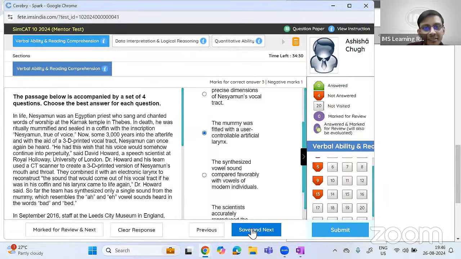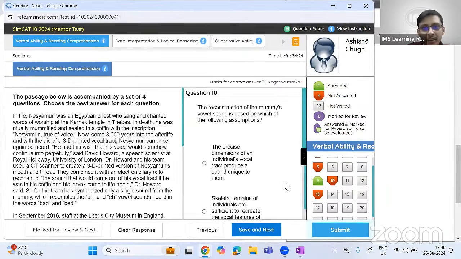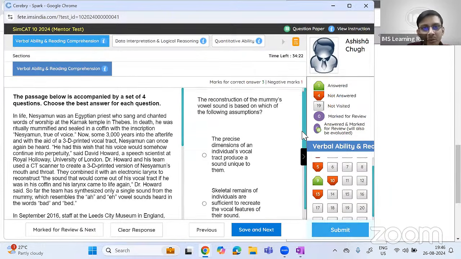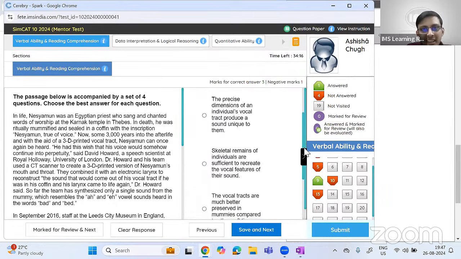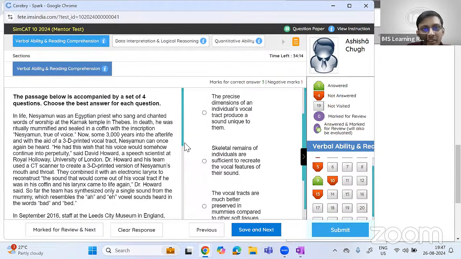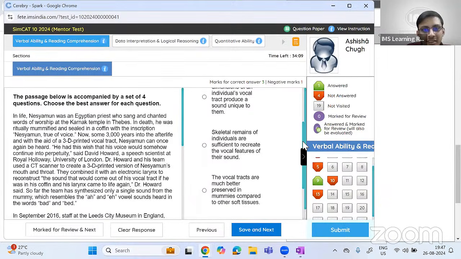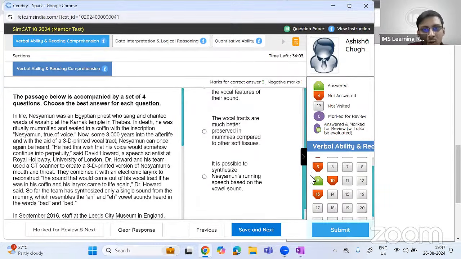I'll mark this. Because of option elimination, which I use for most of the questions, if I look at the next one, the reconstruction of the mummy's vowel sound is based on which of the following assumptions? Precise dimensions of individuals' vocal tract produce a sound unique to them. Skeletal remains of individuals are sufficient. No, skeletal remains, it's too generic. It could be any part of the skeleton, so I don't want that option.